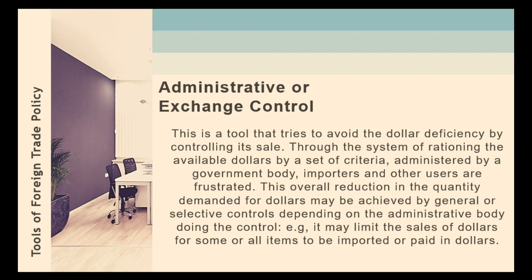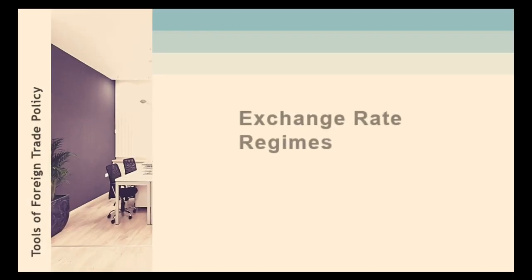So this overall reduction in the quantity demanded for dollars may be achieved by general or selective controls depending on the administrative body doing the control. Example, it may limit the sales of a dollar for some or all items to be imported or paid in dollars. So exchange controls are government-imposed limitations on the purchase and or sale of currencies. So these controls allow countries to better stabilize their economies by limiting inflows and outflows of currency, which can create exchange rate volatility.